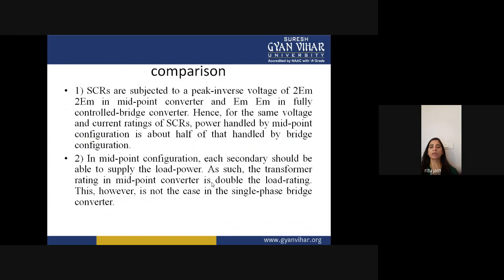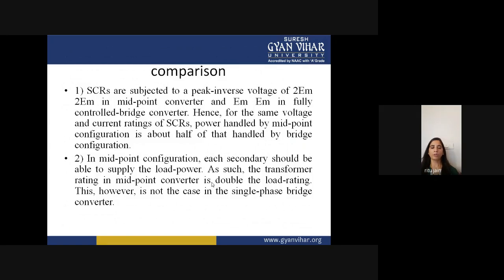Okay. Next, in the midpoint configuration, each secondary should be able to supply the load power. As such, the transformer rating in the midpoint converter is double the load rating. So it is not the case in the single phase bridge converter. The single phase bridge converter we will discuss in the next lecture.